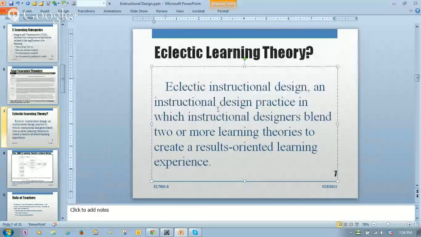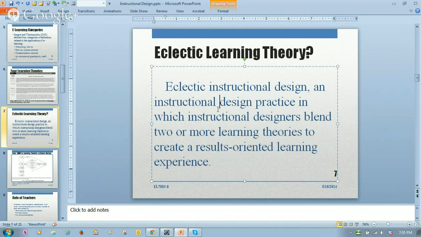I was just saying that the eclectic learning theory was exciting to happen upon, because the article I read bore out what I was seeing as I was reading more and more, that two or more learning theories could create a results-oriented learning experience. So I see that as a gap in the research, meaning that more research could be done.